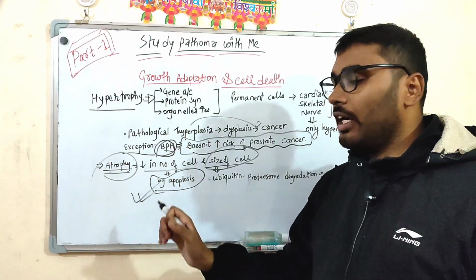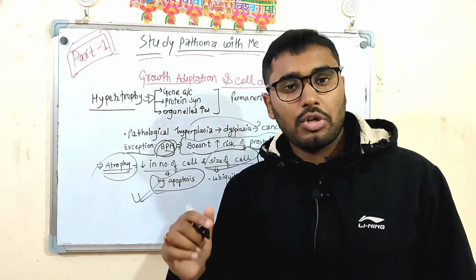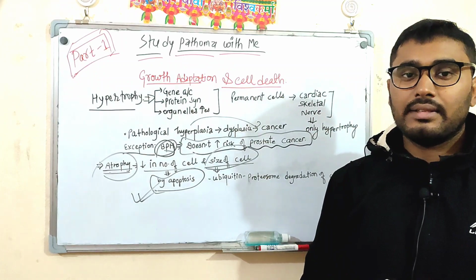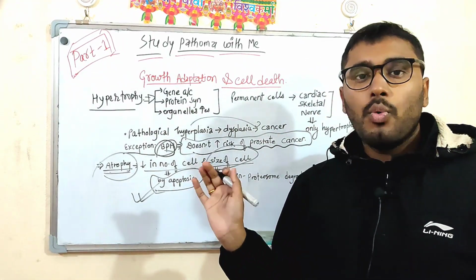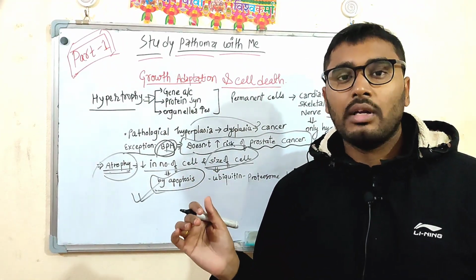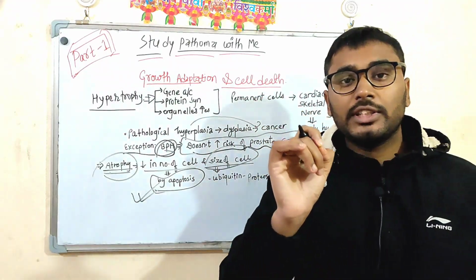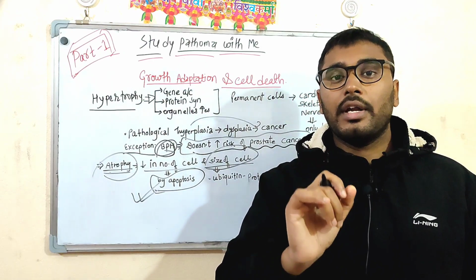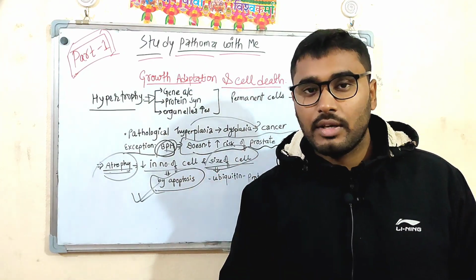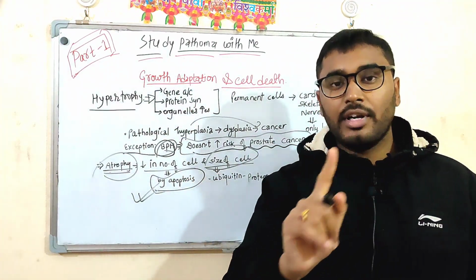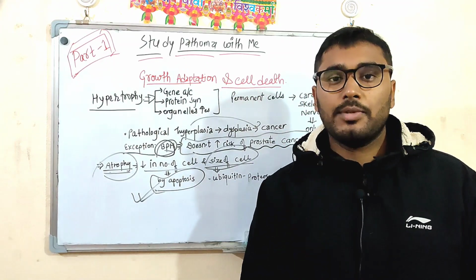Apoptosis is a natural cell death. It is also known as programmed cell death, and it is a type of cell death which is most of the time physiological. And remember, friends, necrosis is also a type of cell death, but necrosis induces inflammation, whereas apoptosis never induces inflammation. This is a very basic MCQ point.